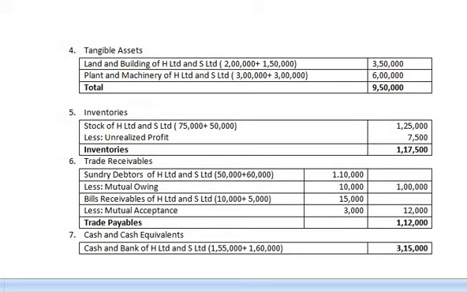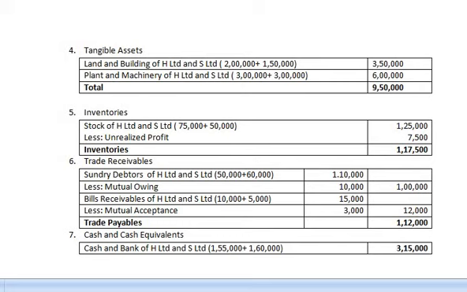Then also trade receivables. We have taken sundry debtors of H Limited and S Limited, which will be 1,10,000. Then we have to less the mutual owing. As I've told you, the mutual owing has to be deducted from both debtors and creditors. So on the asset side, it will be deducted from the debtors. That's why mutual owing has to be deducted for rupees 10,000. We get rupees 1 lakh. Then we'll take the bills receivable of H Limited and S Limited, which is 15,000. Here also the same thing: we have to less the mutual acceptance, that is rupees 3,000. It will come to rupees 12,000. So the total trade receivables will be 1 lakh 12,000. Then the last item will be cash and cash equivalent, of both cash and bank of H Limited and S Limited, which will be 3 lakhs 15,000.